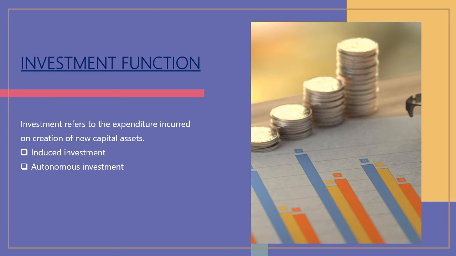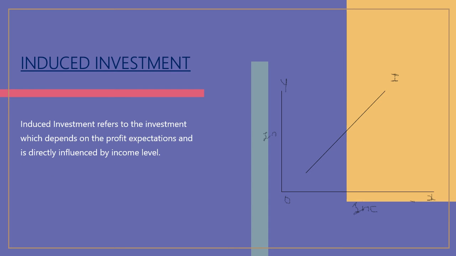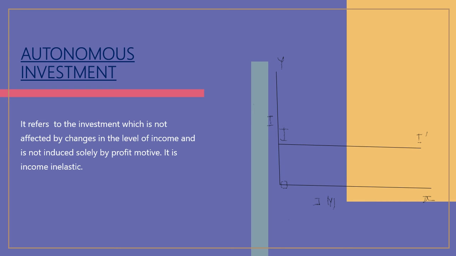Next, investment function. Same, induced investment and autonomous investment. Induced investment is what? It will change according to your income. Autonomous investment is what? Even if you're not having income, you are investing something, that is the autonomous investment. Induced investment depends on profit expectation, directly influenced by income level. Autonomous is not affected by changes in the level of income.